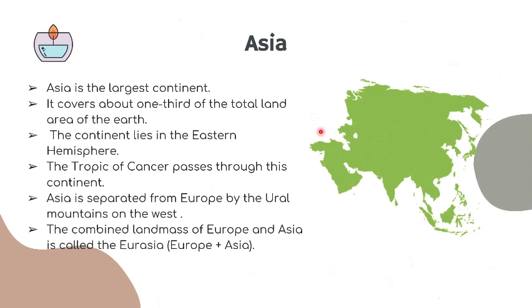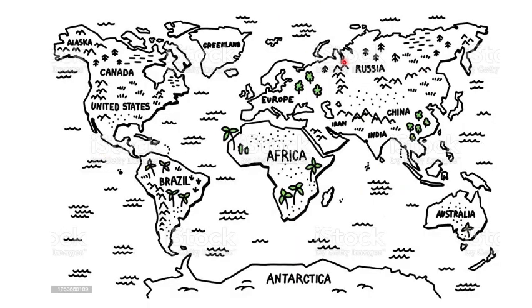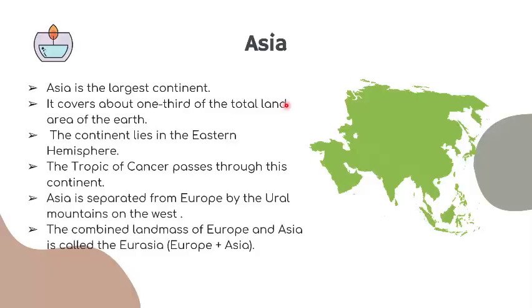The combined land mass of Europe and Asia is called Eurasia, but it is not called a continent, it is a land mass only, Eurasia. So it is a very important term, remember that. Asia covers about 1/3 of the total land area of Earth. It is the largest continent, so it makes sense why it covers a major part of the land mass of the Earth.